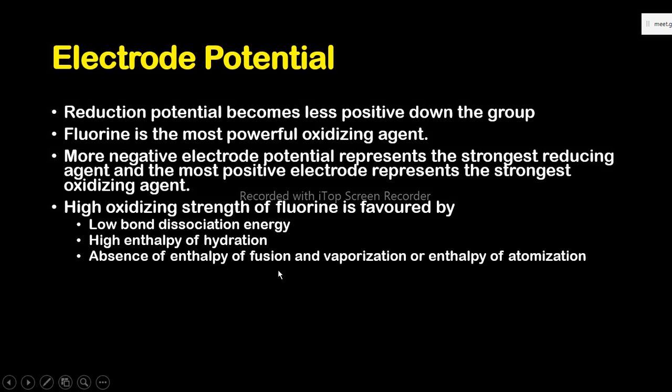Absence of enthalpy of fusion and vaporization, or enthalpy of atomization. For fluorine, you don't need to atomize, because does it exist as a diatomic molecule?